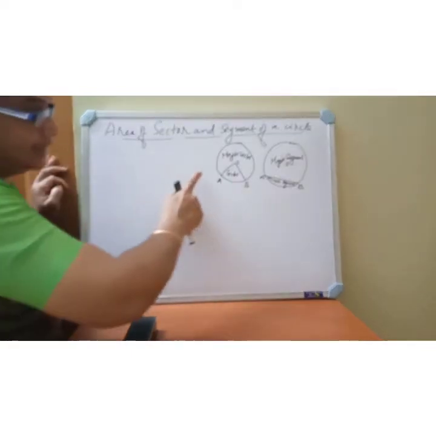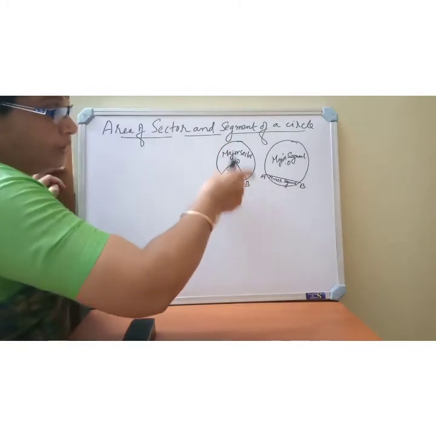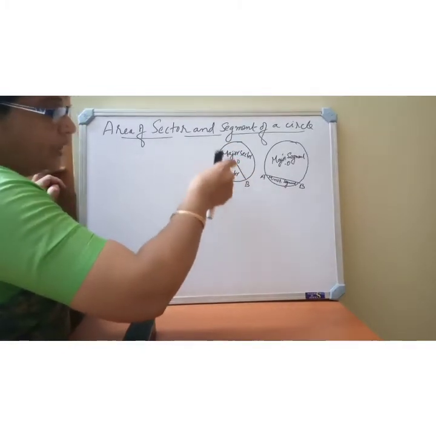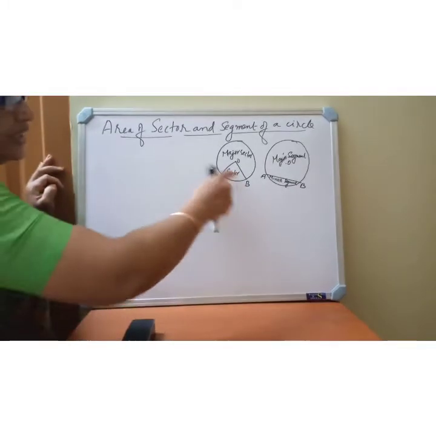Okay, but for a sector, the part of a circular region bounded by two radii and the corresponding arc is called the sector of a circle.